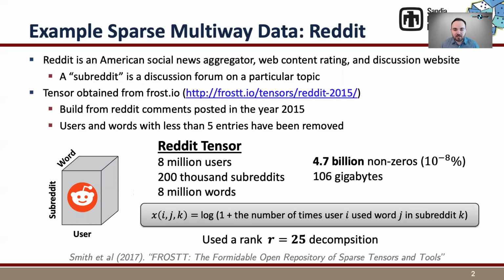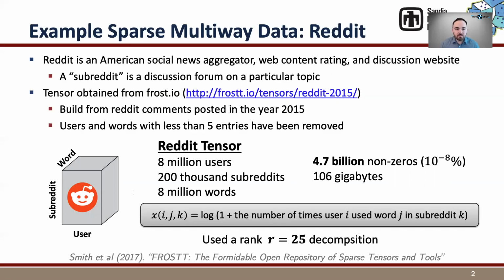Each element of this tensor is formed by first counting the number of times a user uses a specific word in a given subreddit, and then taking the log of this count. Overall, the tensor has 4.7 billion non-zeros, which is actually a very small fraction of the total number of elements in the tensor, 10 to the minus 8%. And the overall size of the tensor is 106 gigabytes.